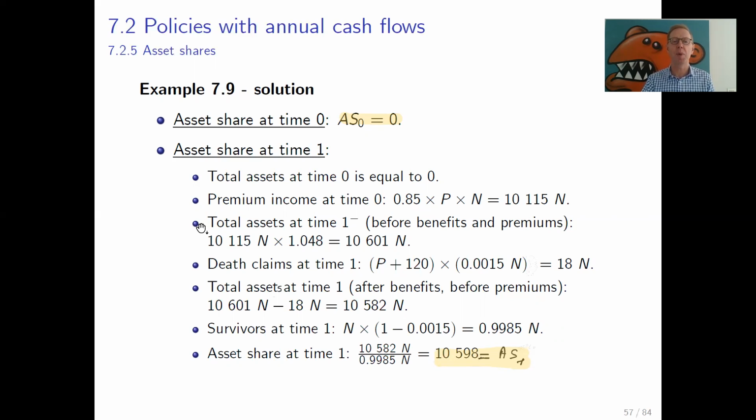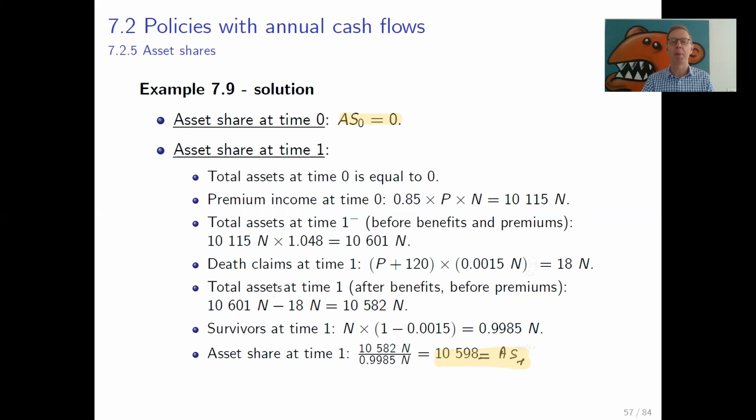Now, the total assets that will be available at time 1 minus, that's the time before benefits and premiums paid at time 1, is the premium amount that we had at time 0, 10,150 n, multiplied by the experienced interest rate of 4.8%, which gives us 10,601 n. That's the assets that we have at time 1 minus. At time 1, there are death claims to be paid. So there is a refund of the premium P for all the people who die, plus an expense of 120.